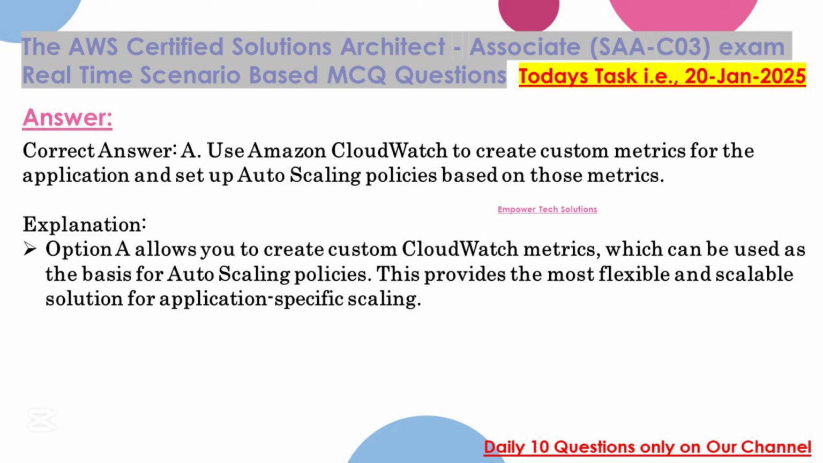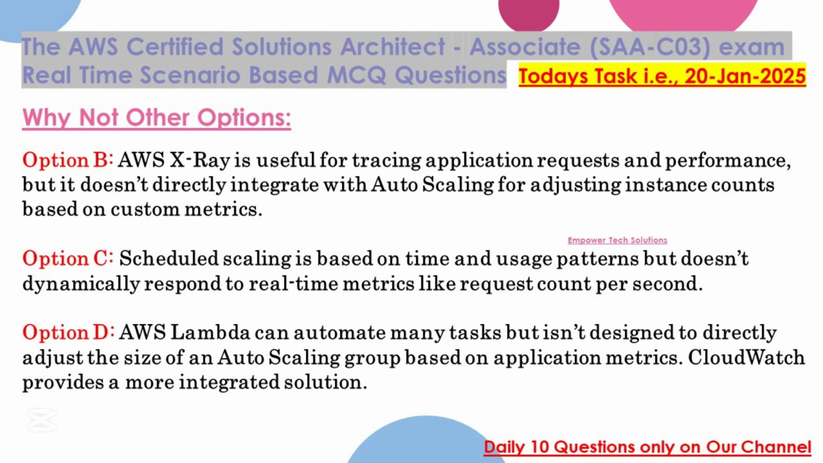Explanation: Option A allows you to create custom CloudWatch metrics, which can be used as the basis for auto-scaling policies. This provides the most flexible and scalable solution for application-specific scaling. Why not other options? Option B.